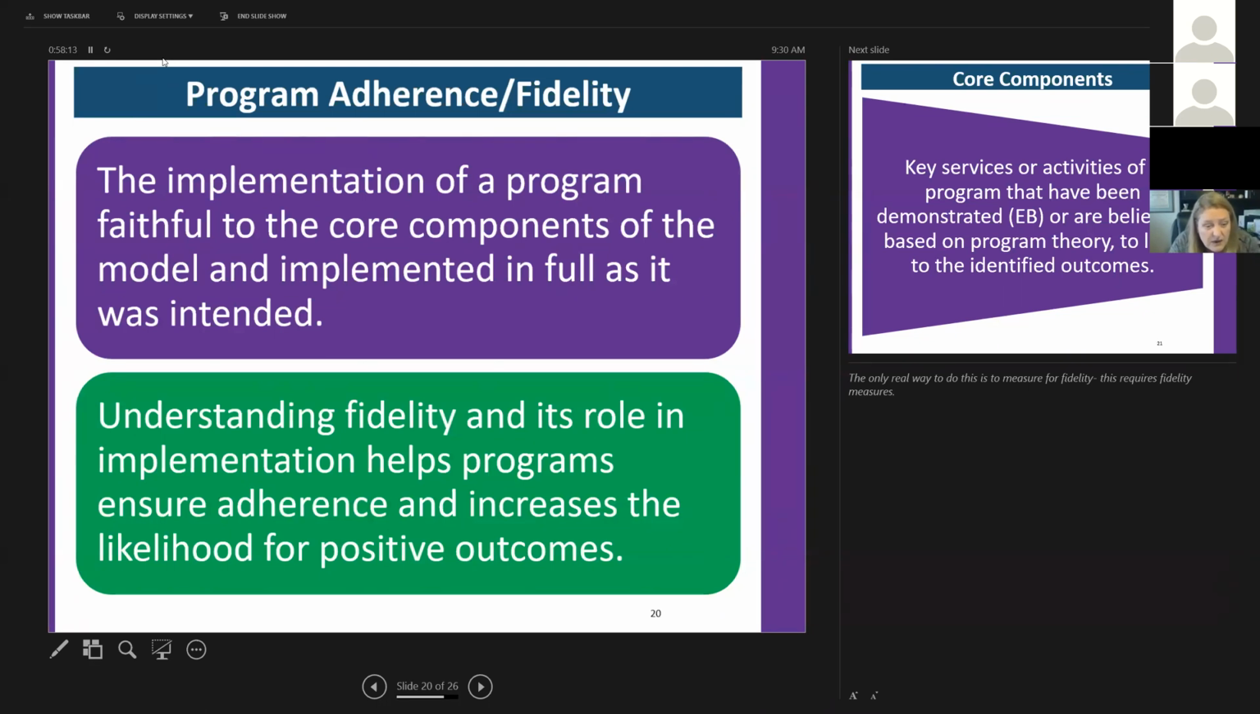But I can't stress enough that this is not just about evidence-based programs. This really is, no matter what you're doing, if you've designed it, if you're taking something somebody else designed, if you're taking components of different pieces and putting them together, you should have an understanding of what this should look like, and you should be working to implement it in the way as intended, and then monitoring, measuring for that.